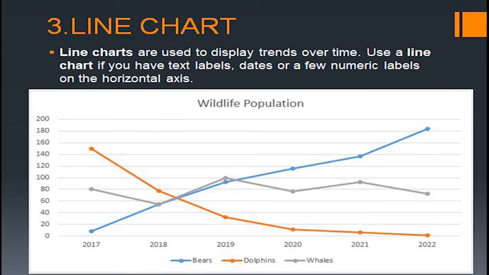Line chart. Line charts are used to display trends over time. Use a line chart if you have text labels, dates, or a few numeric labels on the horizontal axis. You can see here the wildlife population: bears, dolphins, and whales. Three categories we have taken, and three dotted lines have come. By using the line chart, the data will be represented in line form. You can see this example for better understanding.